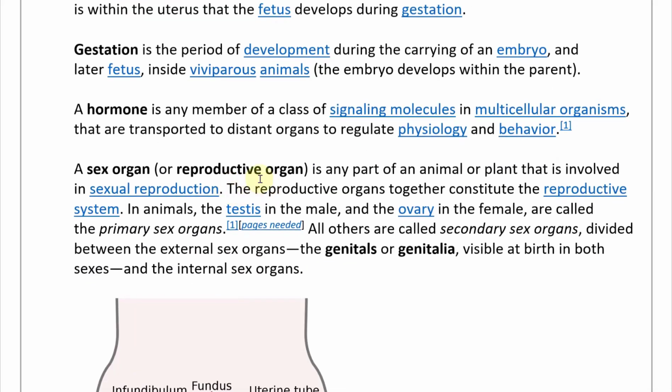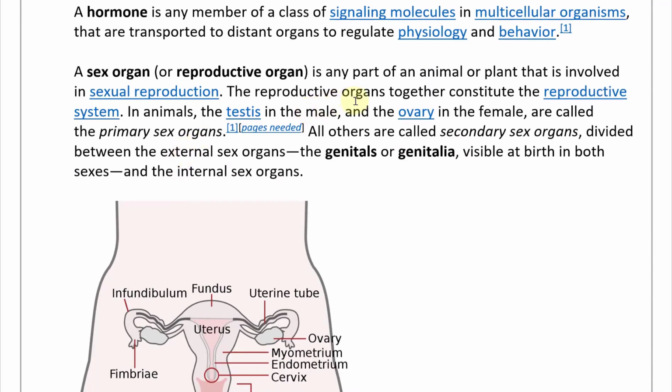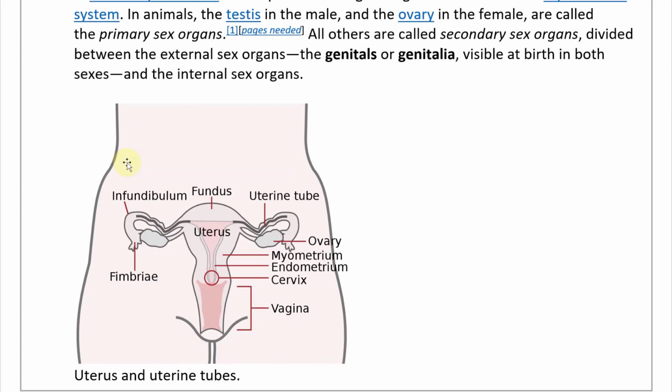A sex organ or reproductive organ is any part of an animal or plant that is involved in sexual reproduction. The reproductive organs together constitute the reproductive system. In animals, the testes in the male and the ovary in the female are called the primary sex organs. All other organs are called secondary sex organs, divided between the external sex organs, the genitals or genitalia, visible at birth in both sexes, and the internal sex organs.